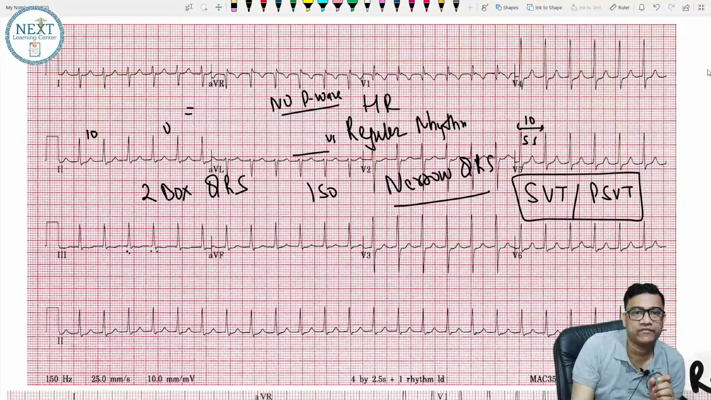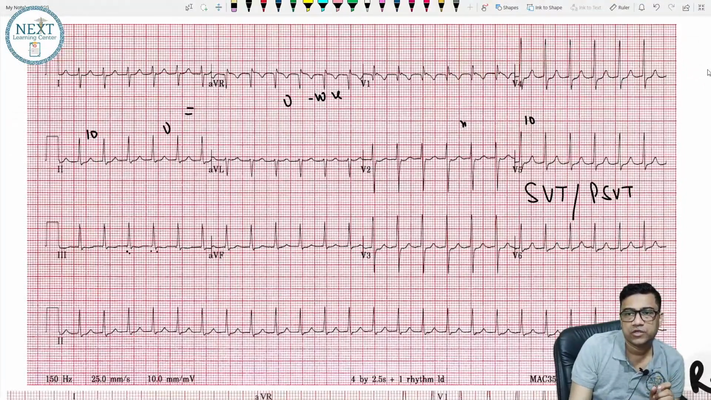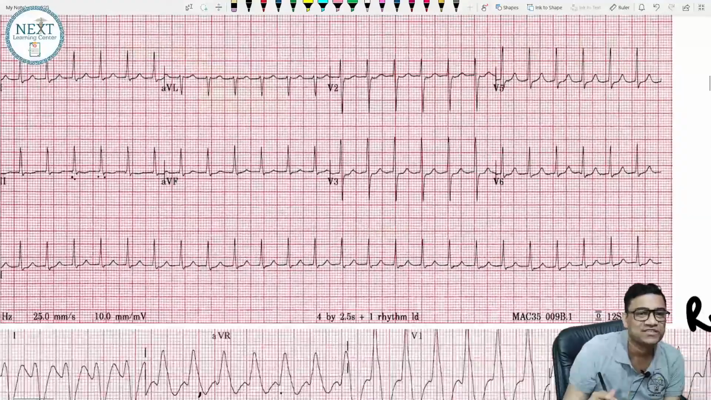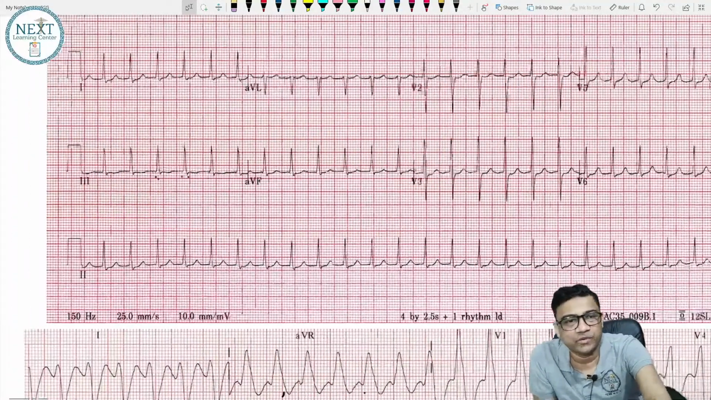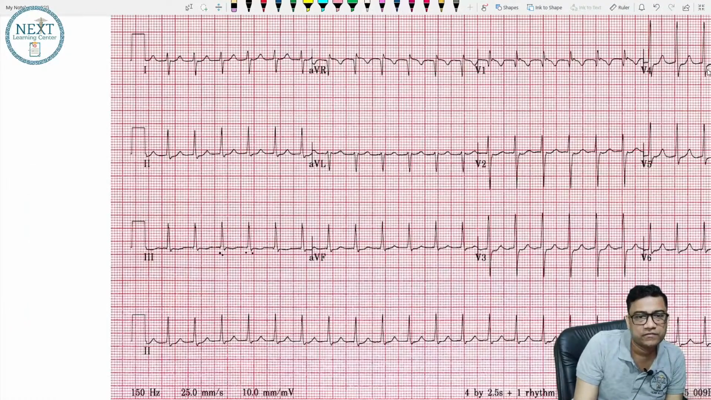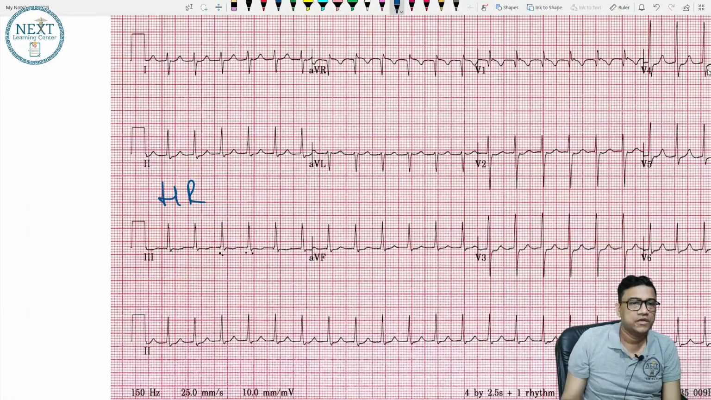I am removing everything here. You make a diagnosis. If you have seen it already, still try to make a diagnosis. Tell me the heart rate first, okay? You people, tell me the heart rate first. Can you tell me the heart rate?